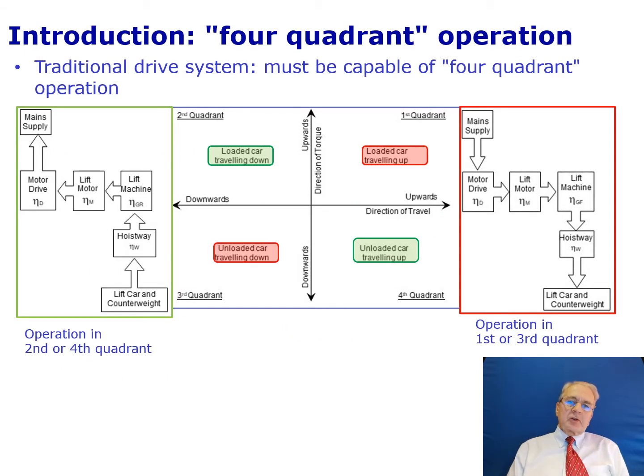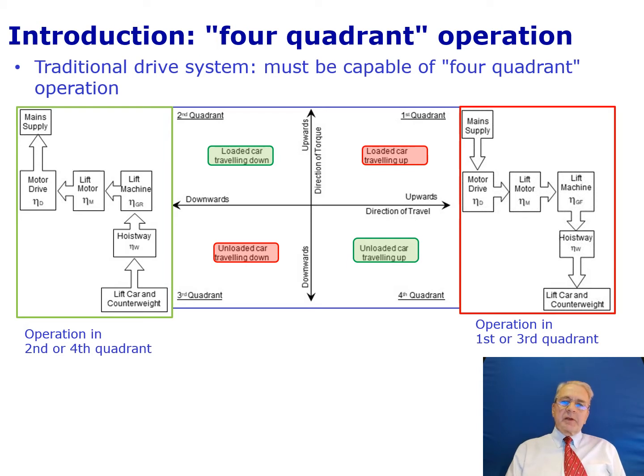In the introduction, we'll consider the traditional drive system, which must be capable of four-quadrant operation. Power from the mains is supplied in the first quadrant when the system is raising the out of balance in the car, and in the third quadrant when the system is raising out of balance in the counterweight.